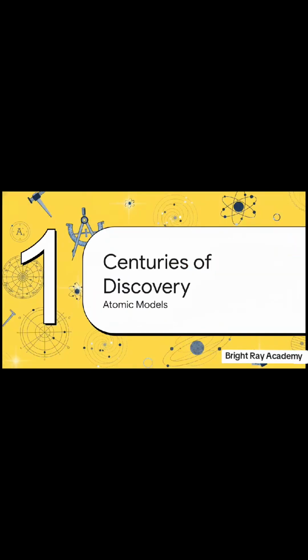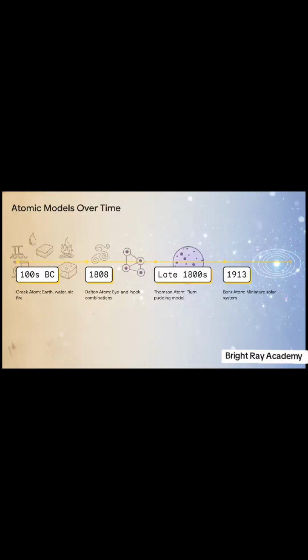Step 1. Centuries of discovery. It is pretty wild to think about how humanity slowly solved the mystery of what makes up the universe. I mean, for hundreds of years BC, the Greeks literally thought all matter was just made of 4 basic substances: earth, water, air, and fire. That was it. Fast forward way ahead to 1808, and John Dalton comes along with a model where elements were these identical atoms linked together in a sort of iron hook affair.